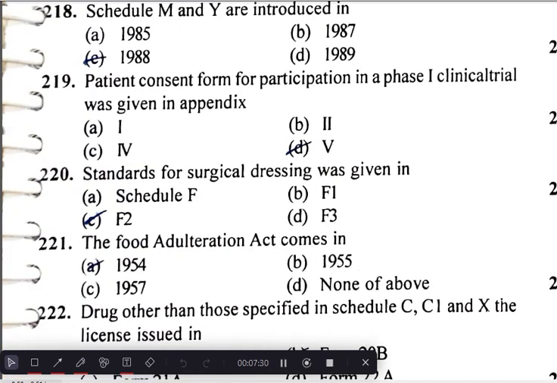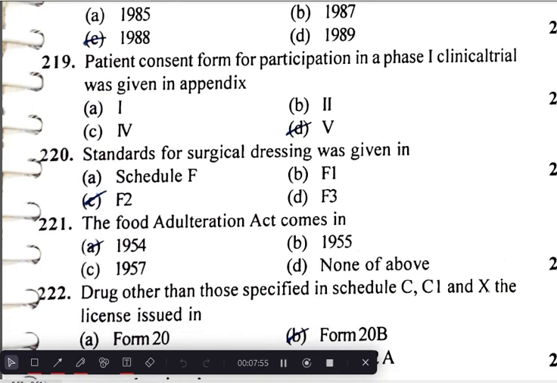Schedule M and Y were introduced in the year 1988. The patient consent form for participation in phase 1 clinical trial was given in Appendix 5. Standards for surgical dressing were given in F2. The Food Adulteration Act came in 1954. Drugs other than those specified in Schedule C, C1 and X are licensed in Form 20B.